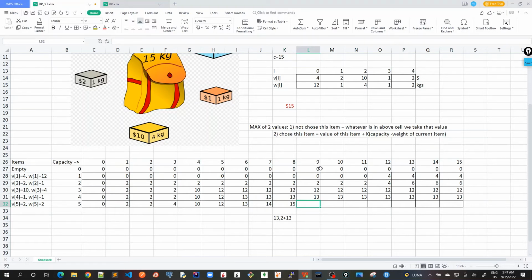So keep on, again, do the same formula for 9. It would be, again, 13 if we don't choose this item. This is the cell that we have to check, which is 13. And again, doing the same formula as this one, it would be 9 minus 2 is 7, 13, plus value of this is 2, is 15. So it would be 15.